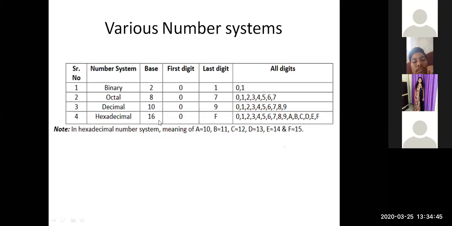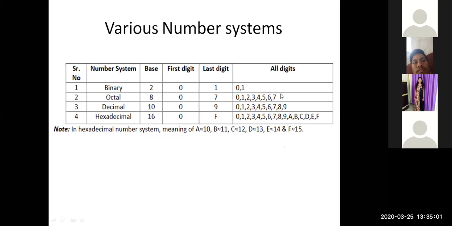Then there is a decimal number system with base 10. So we all are aware of this number system, where the first digit is 0 and the last one is 9. Okay, so 0, 1, 2, up to 9.